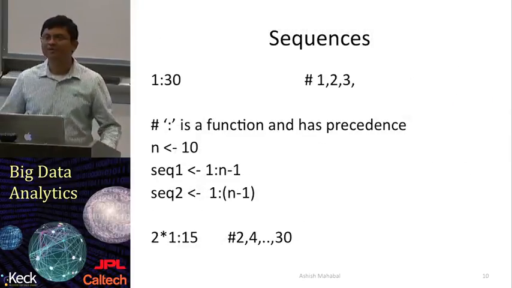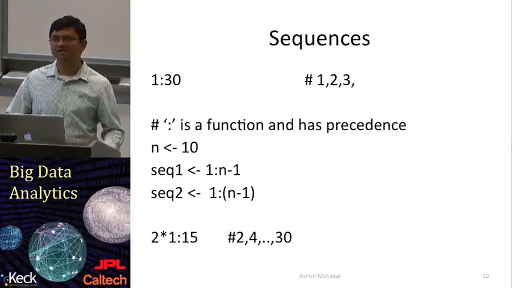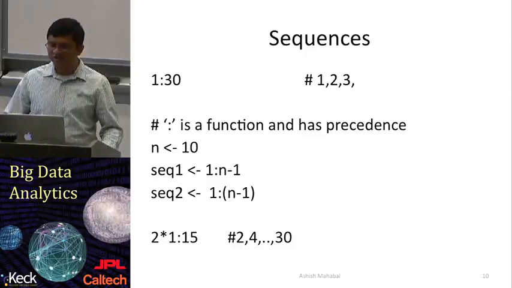Sequences are another important construct. Simply doing 1:30 gives you the numbers 1 through 30. Again, R starts with 1, not with 0, so you should remember that. In this case, colon is also a function. So when you say 1:30, that function is being invoked. And colon binds in a strong way.